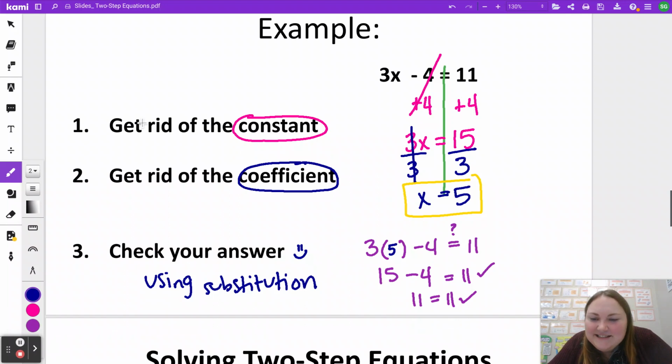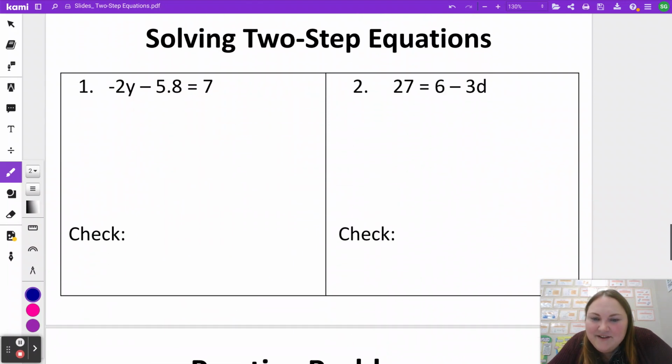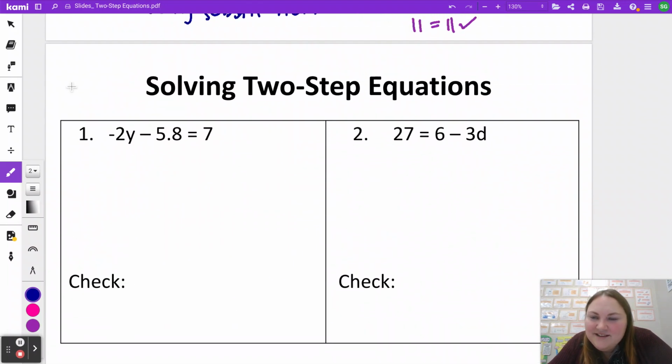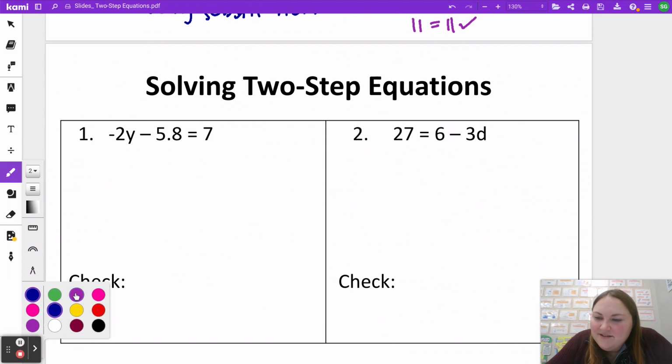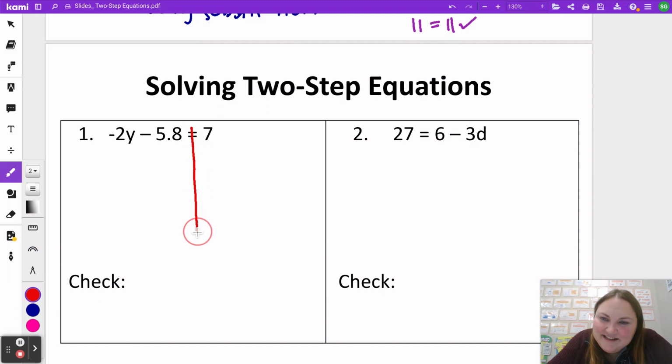So let's go ahead and look at some more examples here. I've got 2 more on this screen. Number 1, we can start by doing the same thing as always, drawing that line at that equal sign. And then I want to look at the side with the variable. In this problem, that is over here on the left. We've got 2 numbers we're going to have to get rid of to get y by itself. I need to cancel a negative 2, and I need to cancel the minus 5.8.